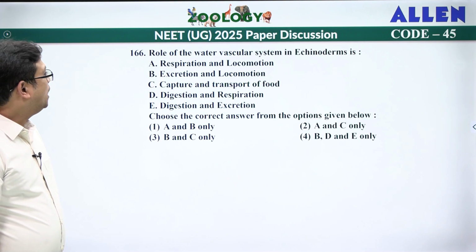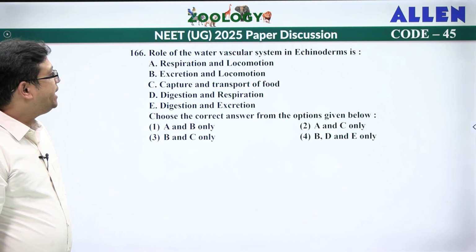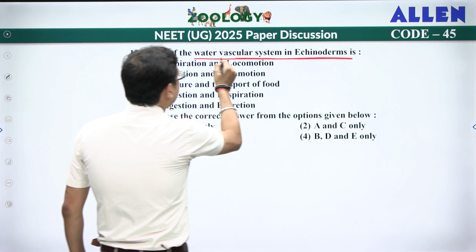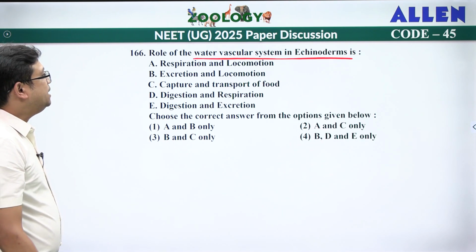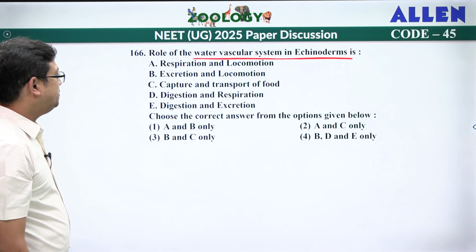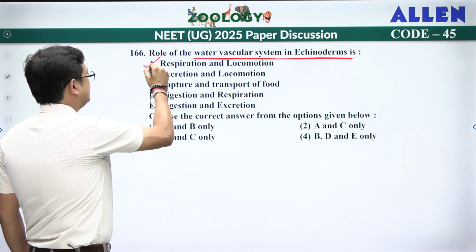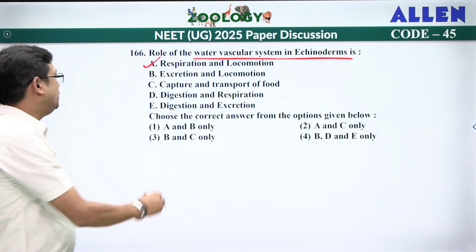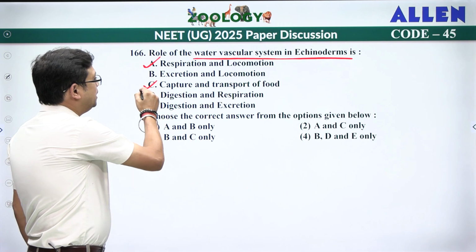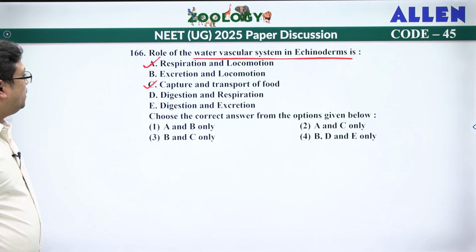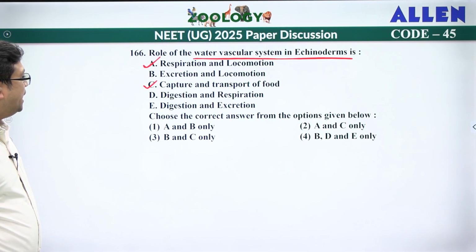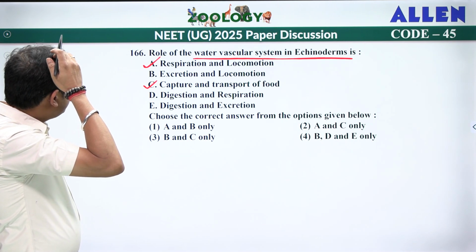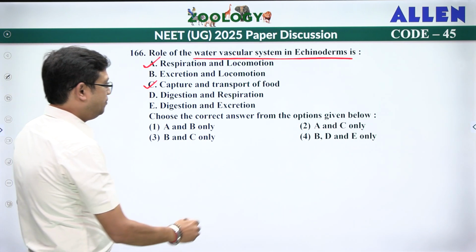Next. Role of water vascular system in echinoderms. They help in respiration as well as locomotion. Yes. And also it helps in capturing and transport of food. C is also correct. Excretory system is absent. Digestion used to happen in the gut, right? So answer is A and C.